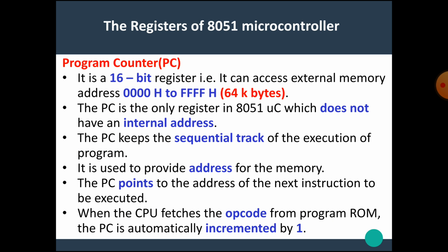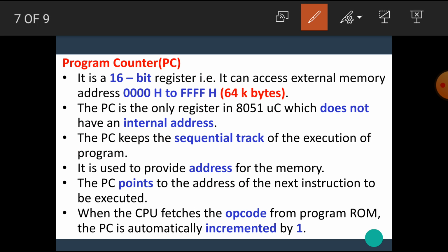Our next register is the program counter register, also called PC. It is a 16-bit register, that is, it can access external memory addresses 0000H to FFFFH. Here H stands for hexadecimal value. This range means there are a total of 64 kilobytes.